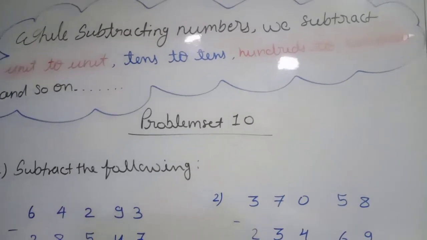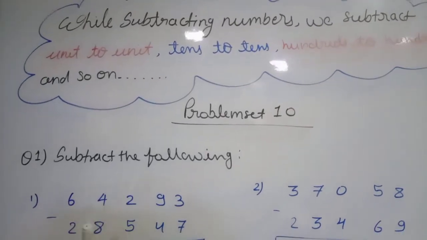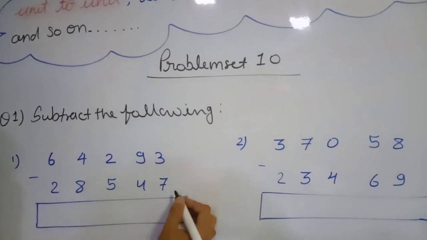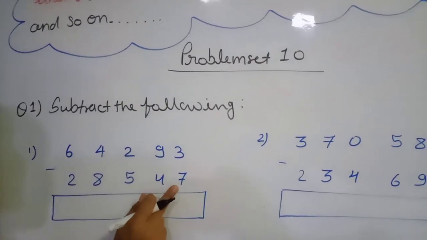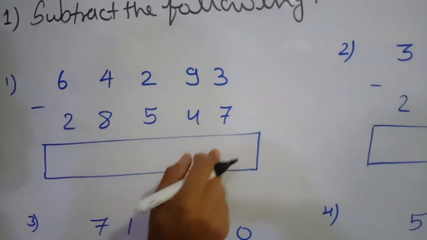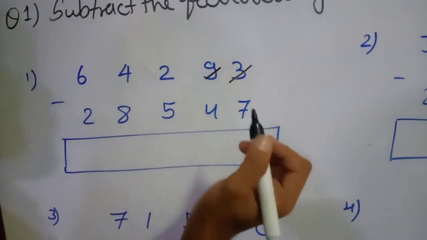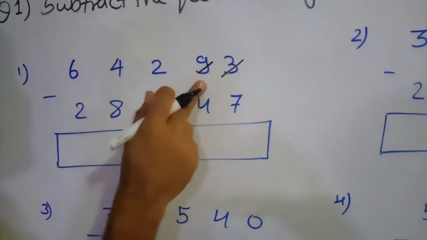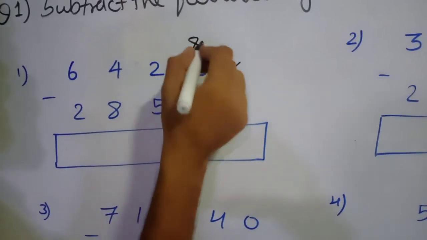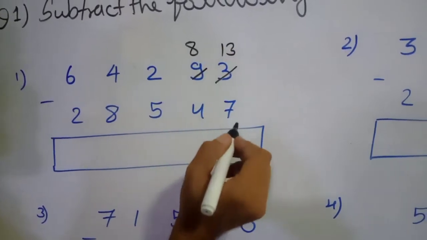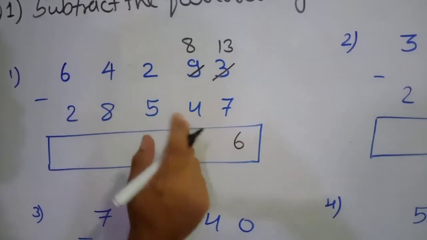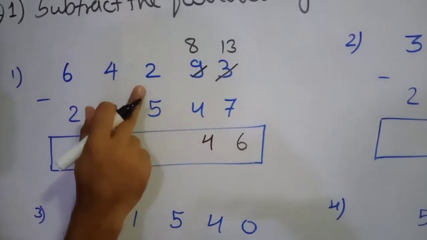Here we have to subtract the following. Question number 1. We are starting from the unit place. We have 3 and 7. Now we are going to subtract 7 from 3. Is it possible? No. So what do we have to do? This 3 will borrow 1 from the next number, at the tens place, that is 9. So this 9 becomes 8 and this 3 becomes 13. Now 13 minus 7, 6. 8 minus 4, 4. Here also we have 2.